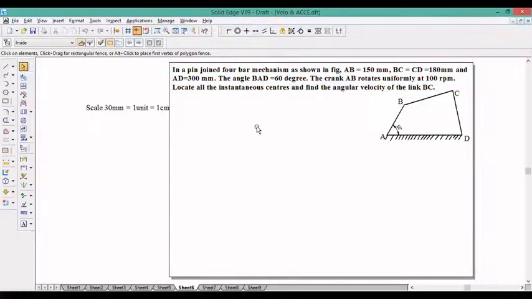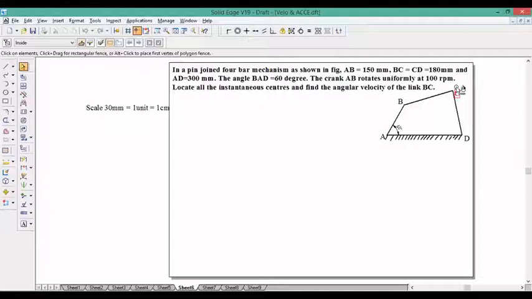In a pin joint 4-bar mechanism as shown in figure, link AB is equal to 150 mm, BC and CD is equal to 180 mm, and AD is equal to 300 mm. The angle BAD is equal to 60 degree. The crank AB rotates uniformly at 100 rpm. Locate all the instantaneous centers and find the angular velocity of the link BC. And this rough diagram is given in the problem itself.